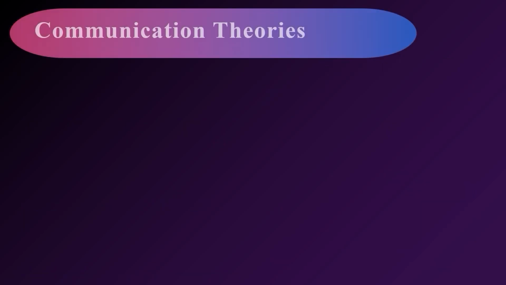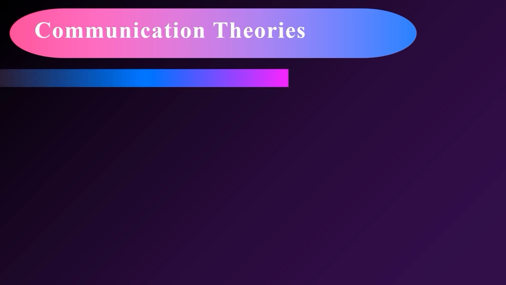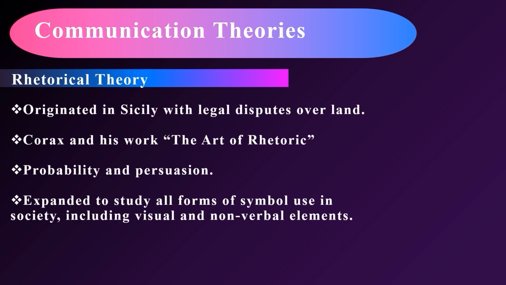Now, we need to know about communication theories. There are some important communication theories, which are as follows. First one is rhetorical theory. Rhetorical theory is said to have begun on the island of Sicily when a dictator was overthrown, leaving former and current landowners to argue in court over who rightfully owned the land: the original owner or those who had been given the land during the tyrant regime.